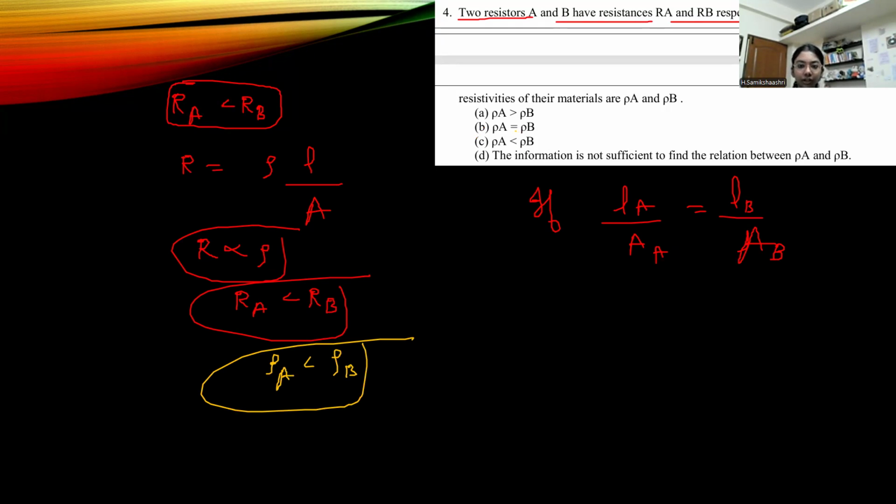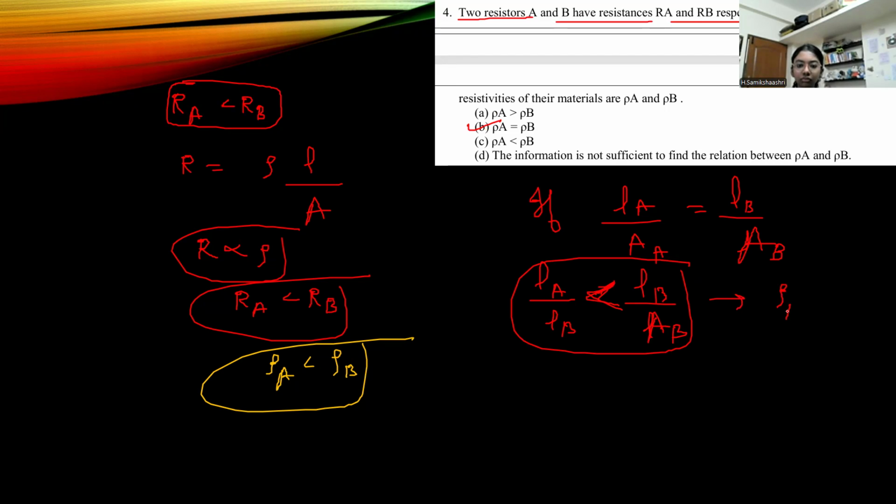Clear? Okay, sir. But there may be a possibility that rho A is equal to rho B and LA by A is less than LB by A. If it is so, then it may be possible that rho A is equal to rho B. So, if I assume both L by A are constant, for example, then I can say directly option C is correct.